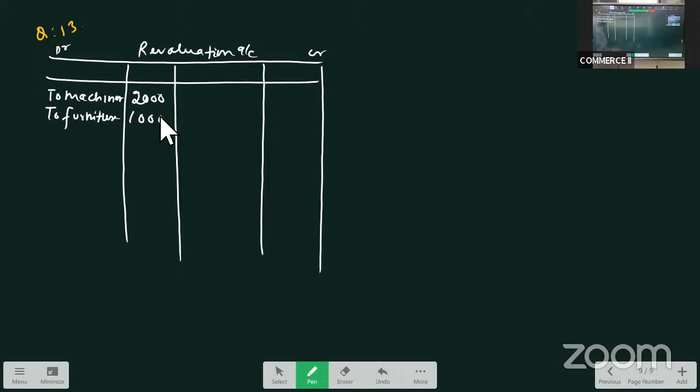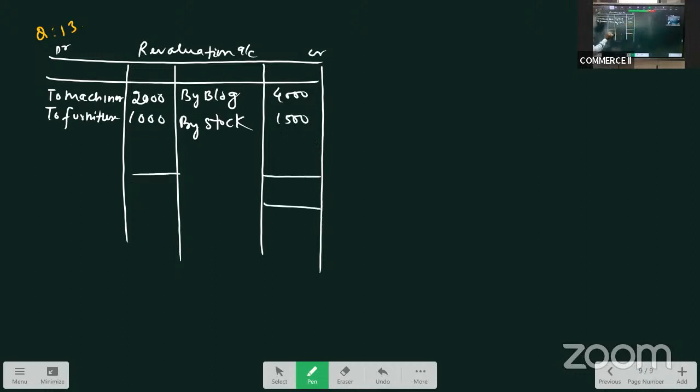Then building is appreciated by 20%. What is the value given? 20,000. 20,000, 20% would be 4,000. And stock also is appreciated by 10%. The given value is 15,000. 10% would be 1,500.